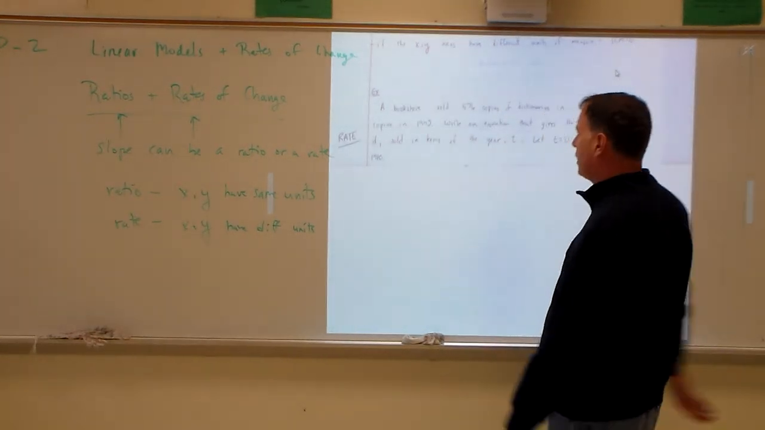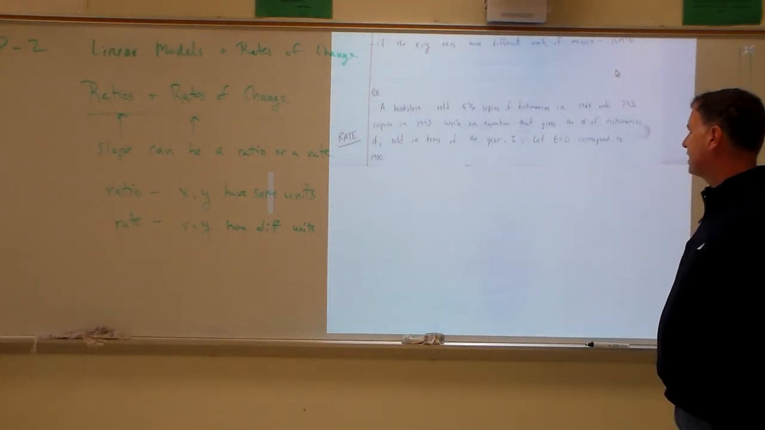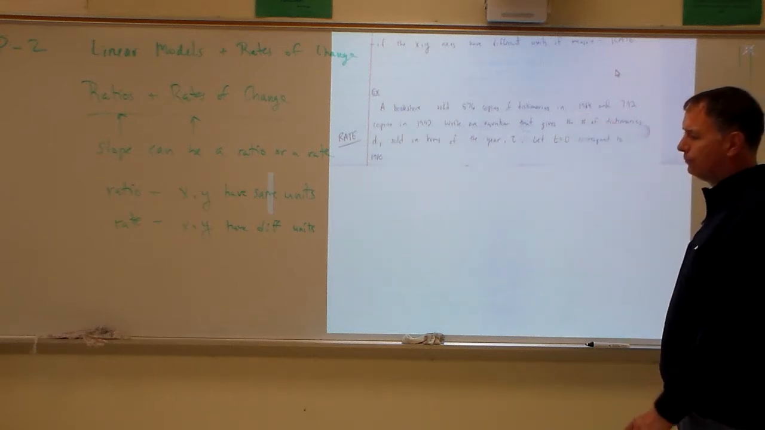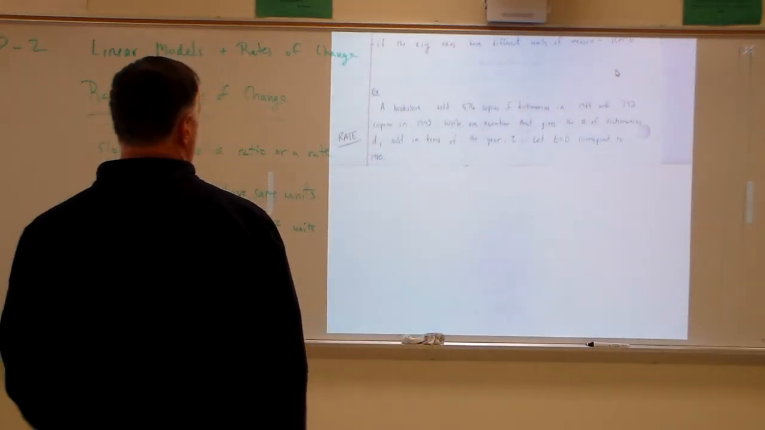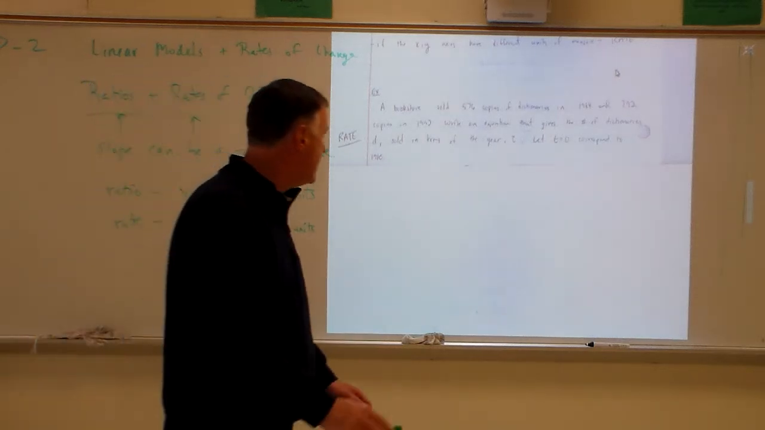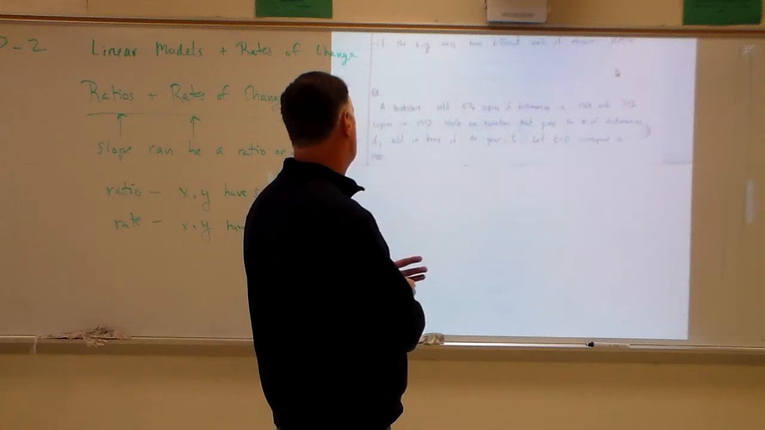Here we go, ready? A bookstore sold 576 copies of dictionaries in 1984 and 792 copies in 1992. Write an equation that gives the number of dictionaries, D, sold in terms of the year T. Let T equal 0 correspond to 1980.